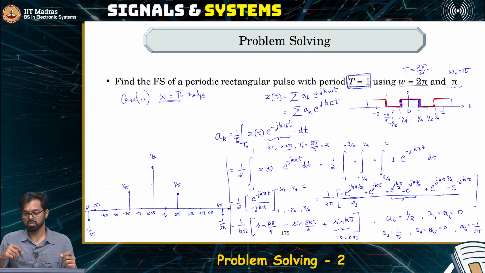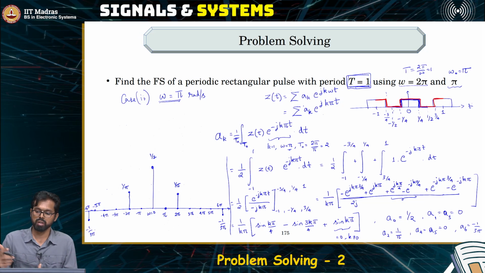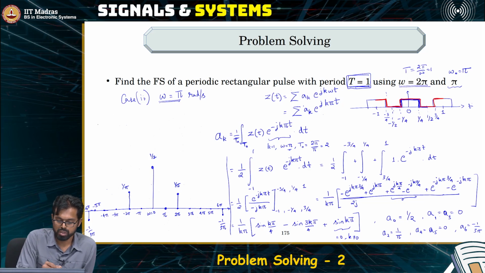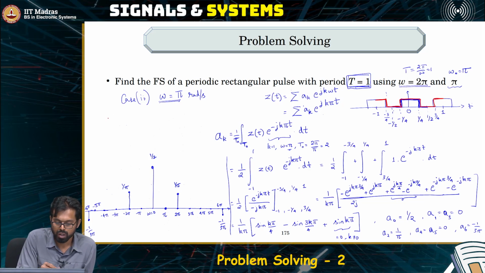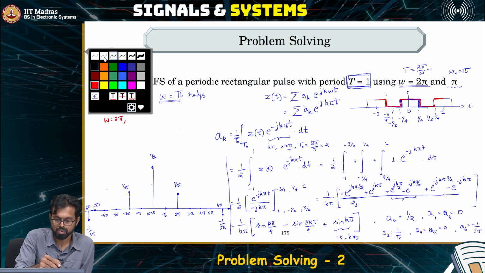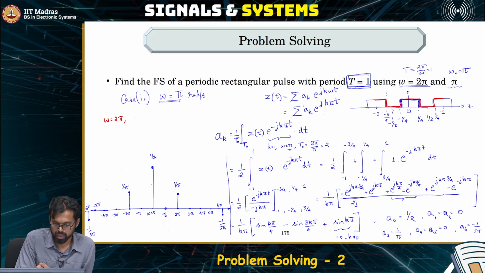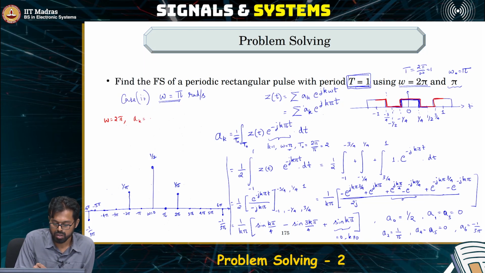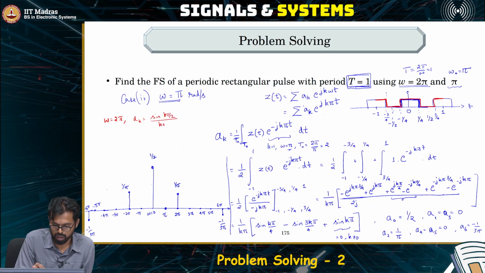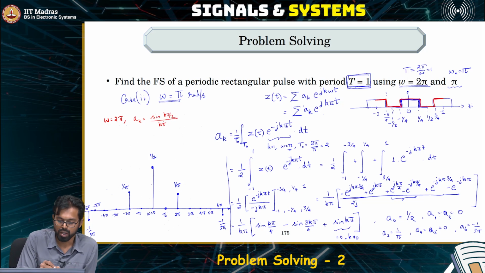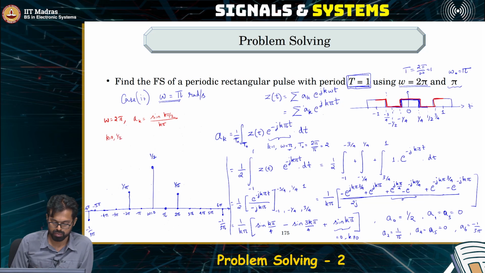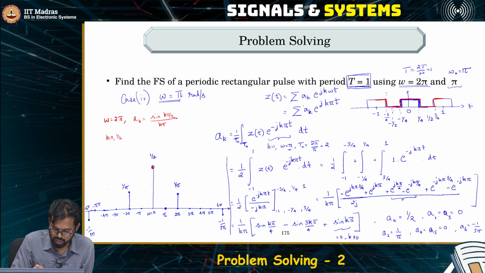Okay. So now we have a different set of coefficients. When we expanded with omega equals 2 pi, we got the set of coefficients a_k given by sine(k pi by 2) divided by k pi, which meant that for k equals 0, we had half. So for k equal to 0, we still had the same term.